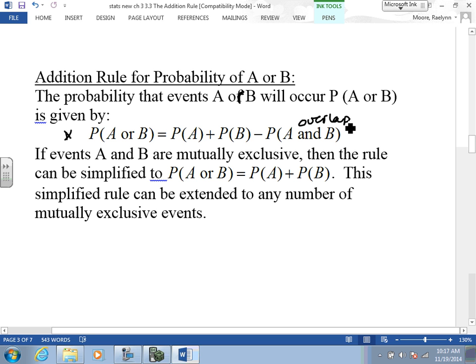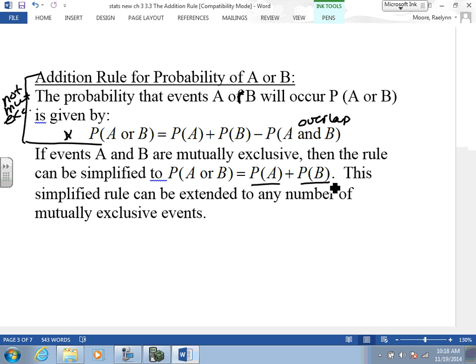These events are mutually exclusive, but for when these are not mutually exclusive. If they are mutually exclusive, a Ford and a Toyota, I just have to add how many cars are Fords, how many cars are Toyotas. That's if they're not mutually exclusive. This one is if they're mutually exclusive. The first part is if they're not mutually exclusive. The second part is if they are mutually exclusive. Then I just have to add them together.